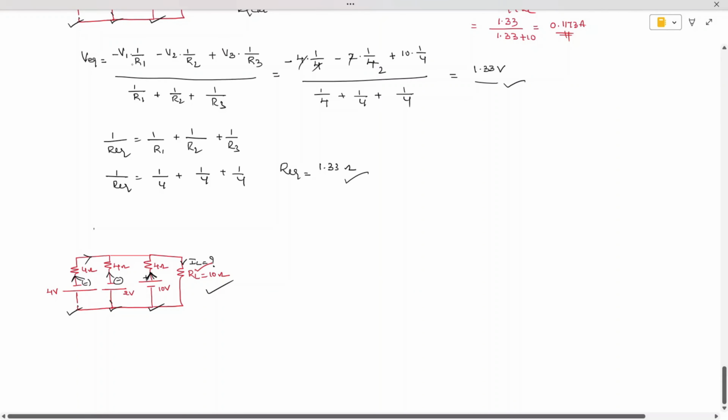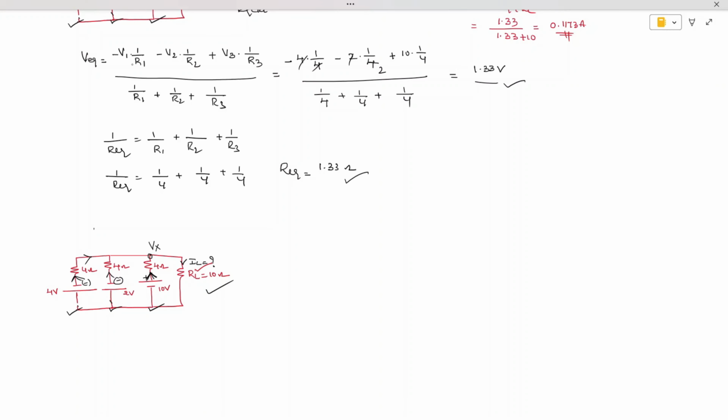See here, this node is a common node. I'm marking this node as Vx, and automatically the voltage at this point is also Vx, and here also it is Vx. Now I'm going to apply the nodal analysis. If you want, I will draw it neatly for more clarity. There are already some polarities marked on the source given to us, so to overcome the confusion, I'm redrawing the network for more clarity.